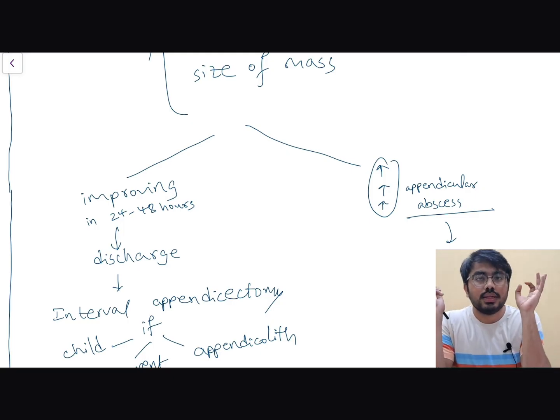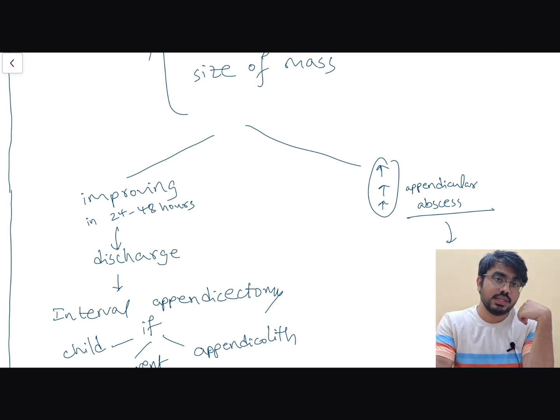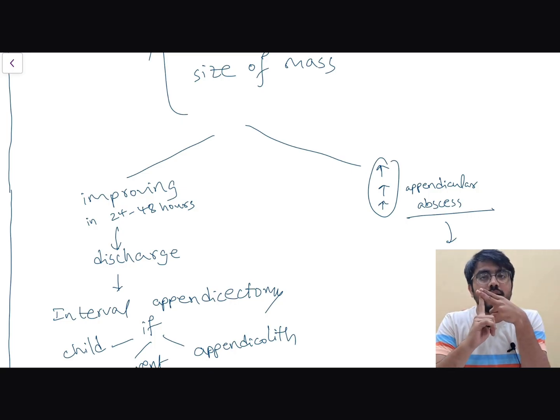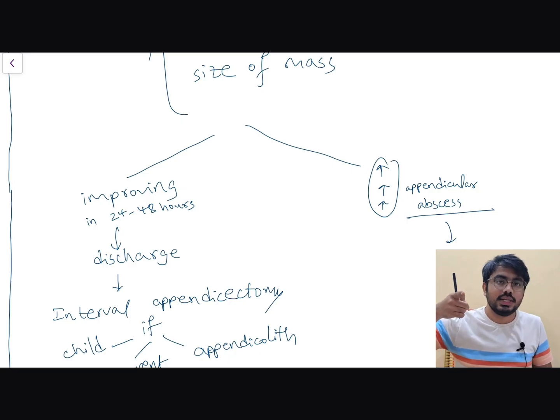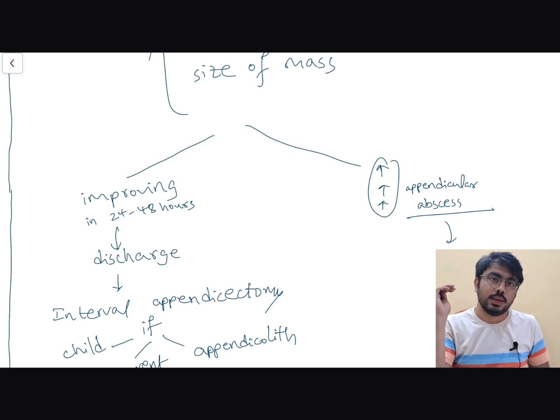So I am checking three things: pulse rate, pain, and also size of the mass. If the patient is improving 24 to 48 hours, I have seen continuously the patient is improving, I am going to discharge the patient, and I have to perform an interval appendicectomy if the patient is a child, or if it is a recurrent appendicitis case, or if there is appendicolith. Now, coming to this side, pulse rate is increasing, pain is increasing, size of the mass is also increasing, means it is a case of appendicular abscess. The appendicular mass has become now an abscess.